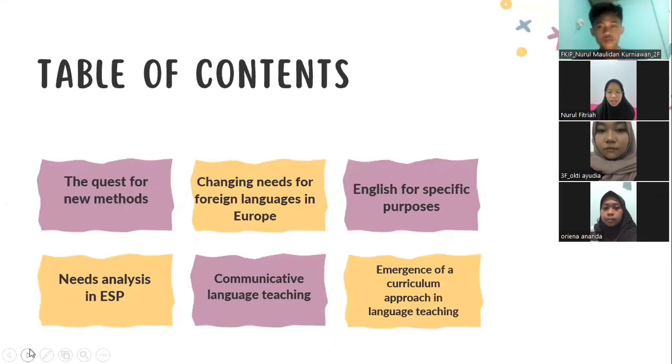Okay. Here, as you can see, there are 6 points that we will explain. The first one is the quest for new methods. The second one, changing needs for foreign language in Europe. The third one, English for specific purposes. The fourth one, needs analysis in ESP. The fifth, communicative language teaching, and the last one, emergence of a curriculum approach in language teaching. So let's start by discussing point 1. Next, please.